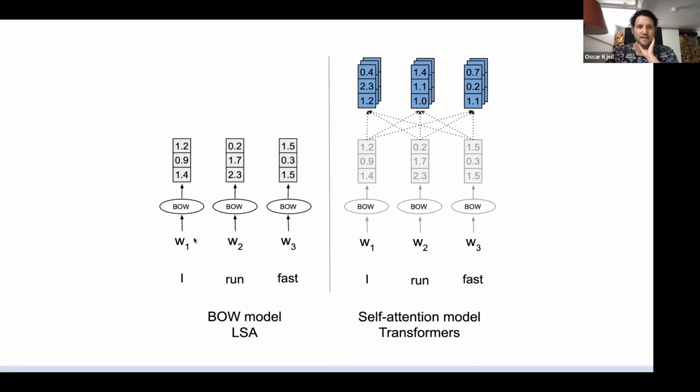So on the left side here, you have a bag of words model, and you feed the word into the model, and you get a semantic representation or word embedding. But when it comes to transformers, this is very simplified, we let the surrounding words influence the word embeddings using deep learning, and like that we get the context.